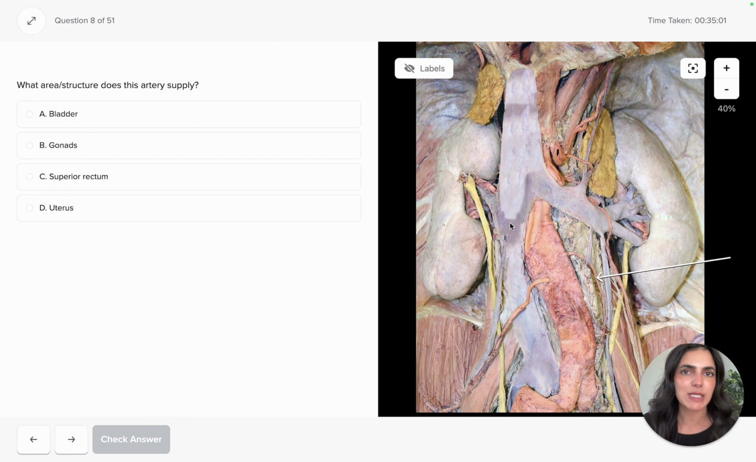Now this vein specifically is called the gonadal vein, and its name differs whether you're female or male. So if you're a female, it would be called the ovarian vein. If you're male, it would be called the testicular vein. So a couple different draining patterns there.